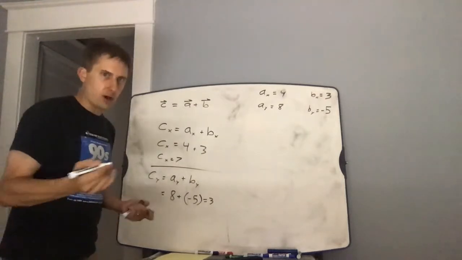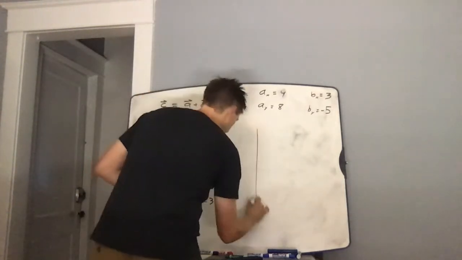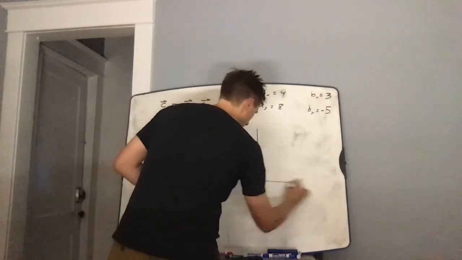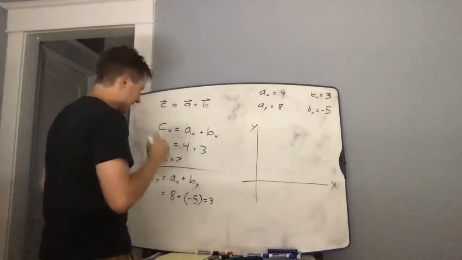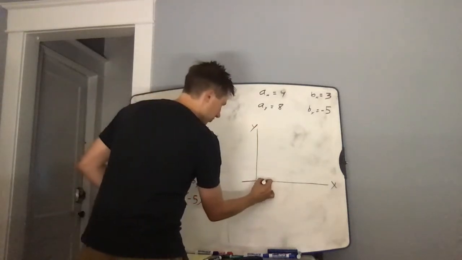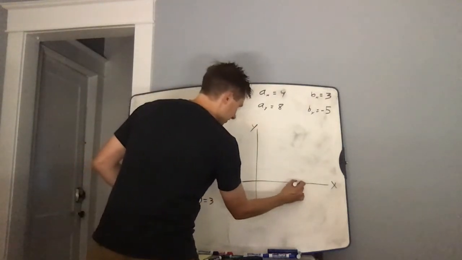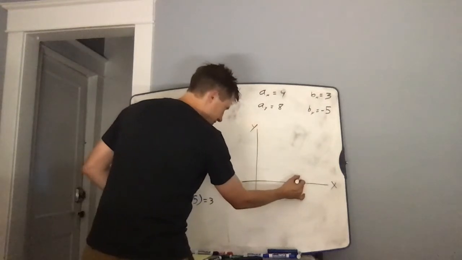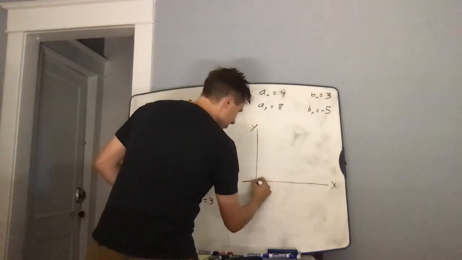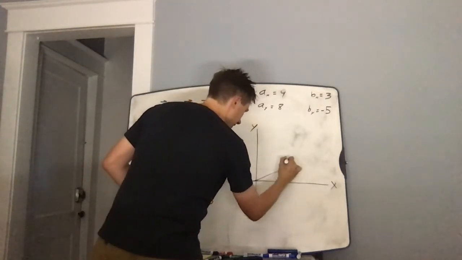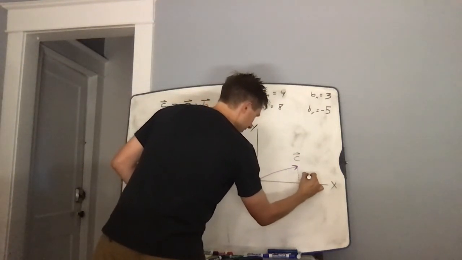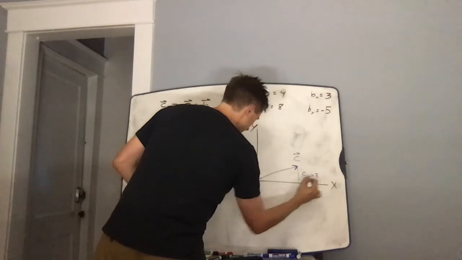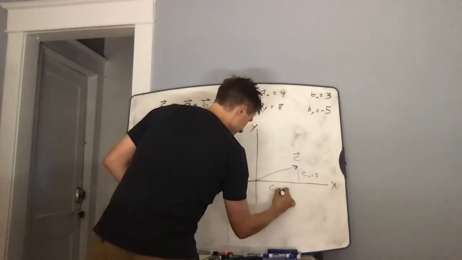So if I were to draw vector C, it would look something like this. So here are my x and my y axes, and I could say Cx is 7, 1, 2, 3, 4, 5, 6, 7. Cy is 3, 1, 2, 3. So vector C has component Cy is equal to 3, and Cx is equal to 7.